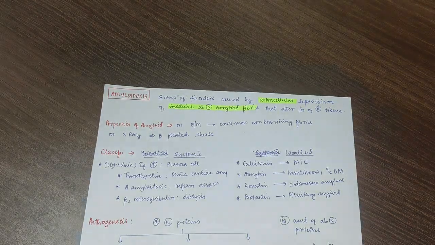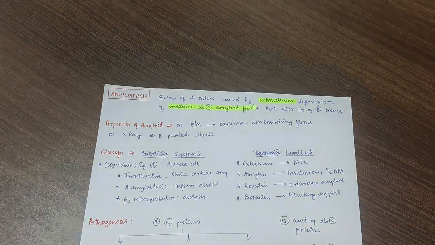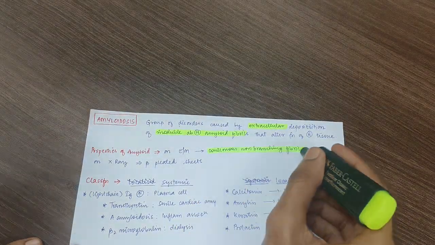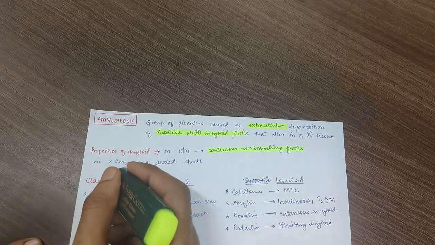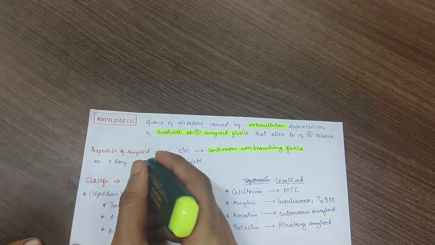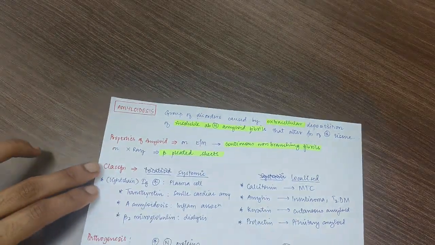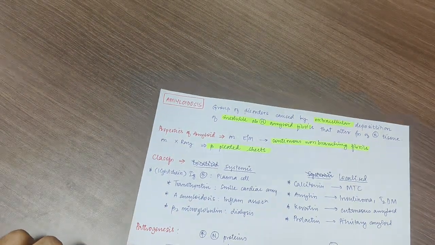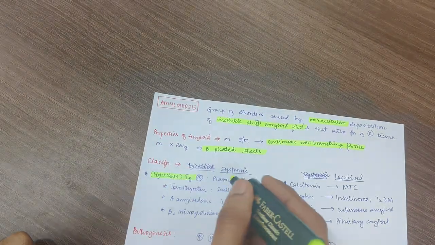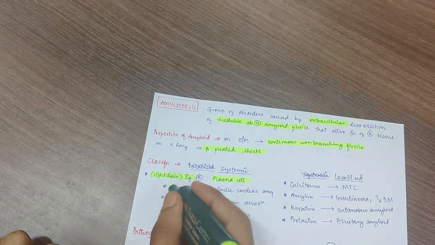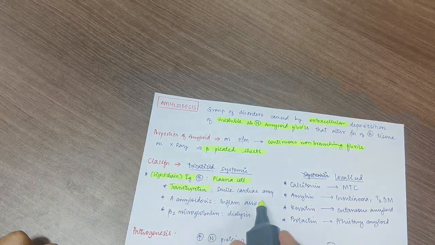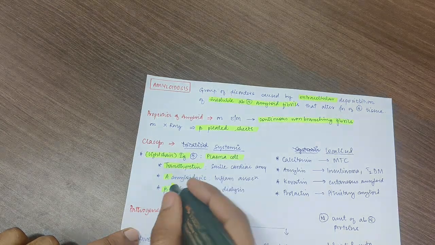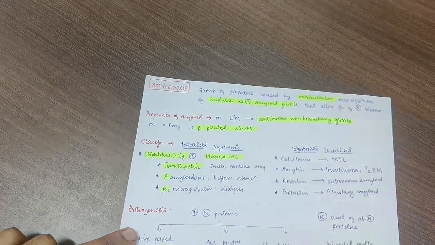So what are the properties of amyloid? On electron microscope, they are continuous non-branching fibrils, whereas on X-ray crystallography you are going to see the beta-pleated sheets. Classification: there are 2 types, systemic and localized. Systemic: light chain immunoglobulins increase, that is in plasma cell disorders; transthyretin in senile cardiac amyloidosis; AA amyloidosis in case of inflammation related; and beta-2 microglobulin that is related to dialysis.